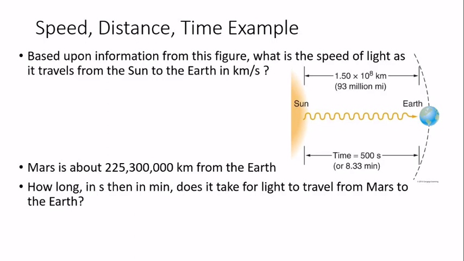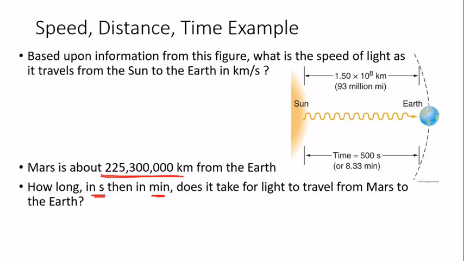So let's use this, 3 times 10 to the 5th kilometers per second, in a problem. The distance from here to Mars, a very busy place right now. We've got all sorts of human satellites looking at Mars. The number looks like 225,300,000 kilometers from Earth. And the question is, how long does it take in seconds and then in minutes, oh my goodness, for light to travel from Mars to the Earth?